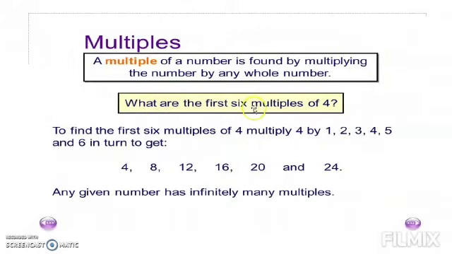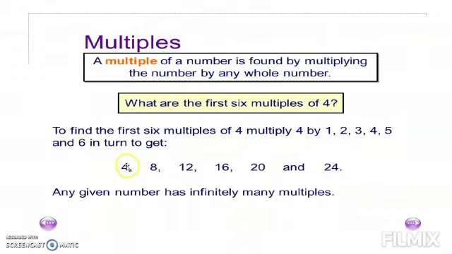What are the first 6 multiples of 4? Now it is not asking for all multiples, it's asking only for the first 6 multiples. So what do we do? We have to multiply 4 by 1, 2, 3, 4, 5, and 6. So we will get the first 6 multiples.